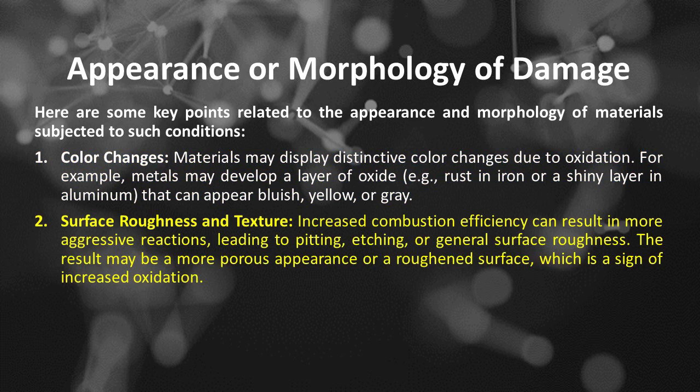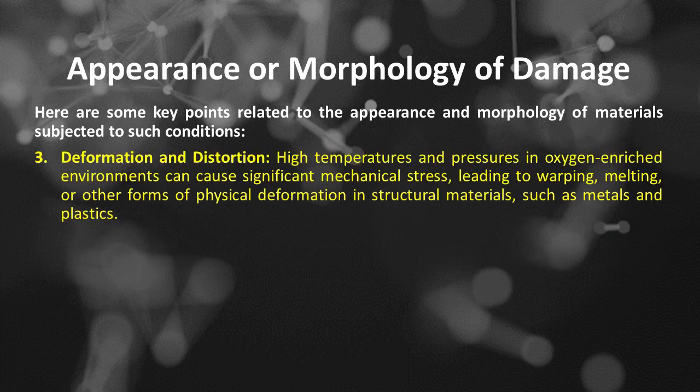Number 2 is surface roughness and texture. Increased combustion efficiency can result in more aggressive reactions, leading to pitting, etching, or general surface roughness. The result may be a more porous appearance or a roughened surface, which is a sign of increased oxidation. Number 3 is deformation and distortion. High temperatures and pressures in oxygen-enriched environments can cause significant mechanical stress, leading to warping, melting, or other forms of physical deformation in structural materials, such as metals and plastics.